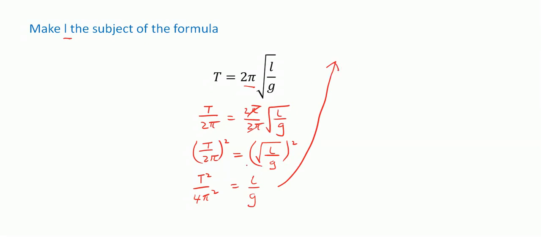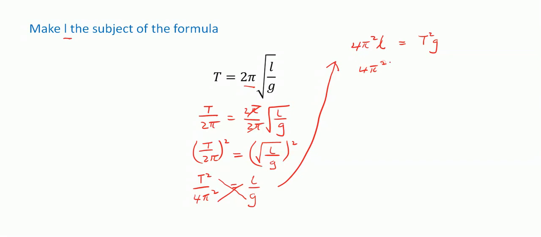Alright, so essentially what we have now is a fraction on the left hand side and a fraction on the right hand side. So what we should do is cross multiply. Alright, so we want to make L the subject of the formula, so I'll write it as 4 pi squared L equal to t squared G. Alright, and if I have to make L the subject of the formula, I just need to divide both sides of the equation by 4 pi squared.